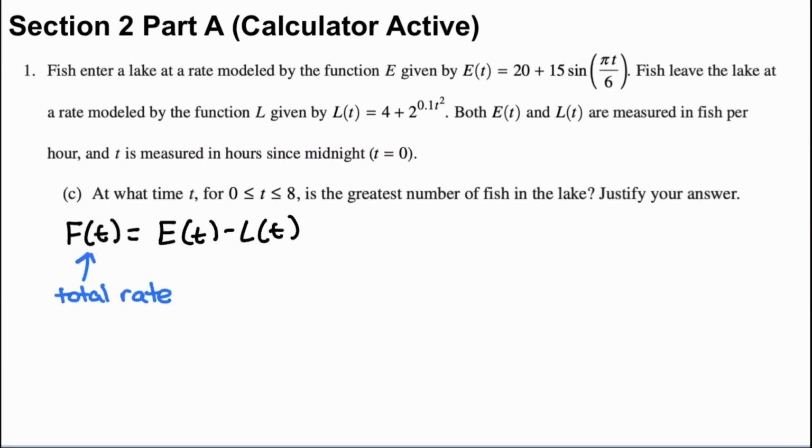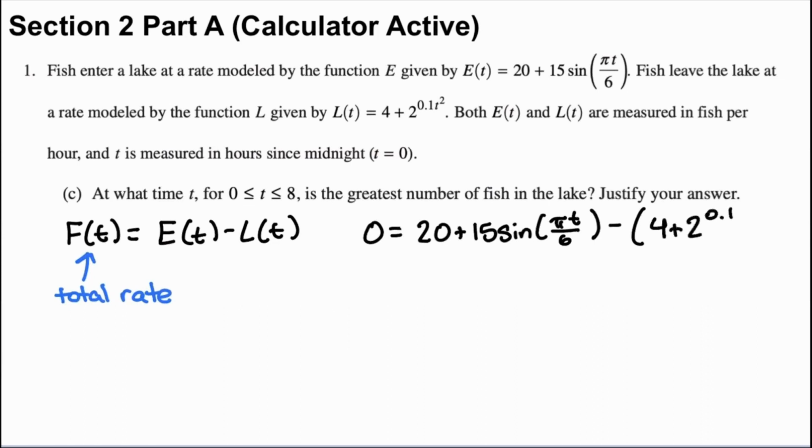And because we're trying to find the greatest number of fish in the lake, we need to find the derivative of the fish function, which would just yield the rate function. And we already have the rate function, so we don't have to do anything in terms of differentiating. We're just going to set it equal to 0 and find critical points. I do think that in this case it is helpful to plug in the values of E of t and L of t. So I'm going to do that right here. We're going to have 20 plus 15 sine of pi t over 6 minus, you want to put the parentheses, you want to be very careful with notation.